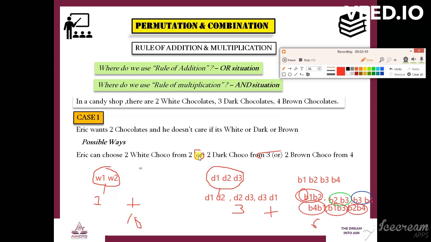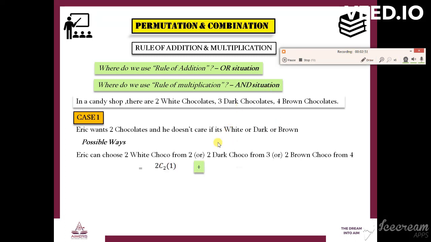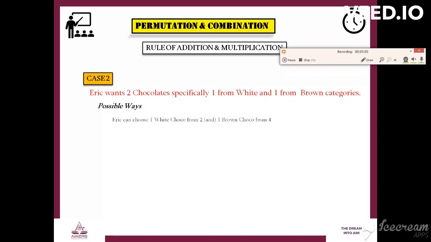Now we are going to check another example. In case I talk about case 2, here don't think about how I am writing 2C2, 3C2, 4C2. Just go with the flow. At the end of the lecture I'll explain how I am saying these things. Okay. Now Eric wants 2 chocolates, especially one from white and one from brown category.